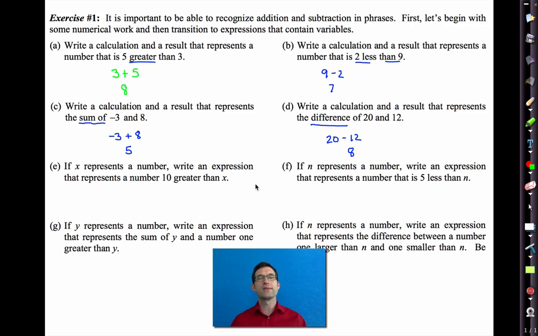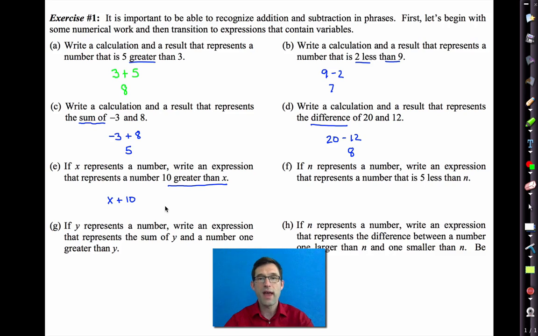All right, now we're going to transition to variables where it becomes way, way more important. But what I want us to do is to keep looking back at what we did in A through D because it's going to mimic what we had here. Letter E, if x represents a number, write an expression that represents a number 10 greater than x. Well, if we're at x and we want a number 10 greater than it, then that's going to be x plus 10. Make sure you're not writing down 10 plus x. Are they equivalent? Yes. But a number that is 10 greater than x is just x plus 10.